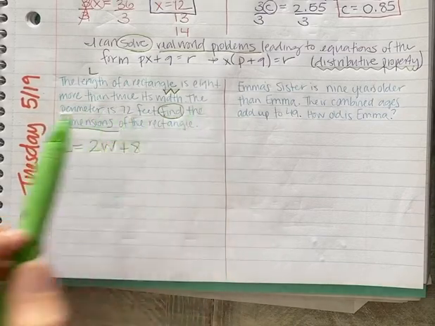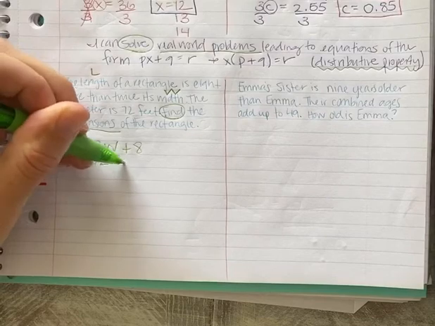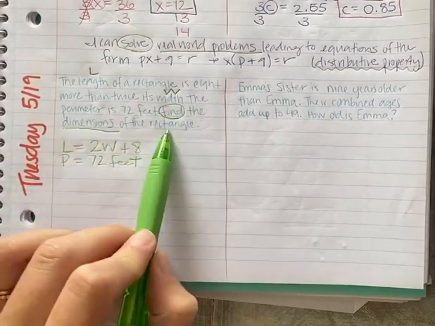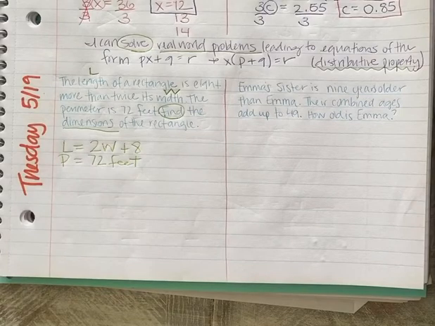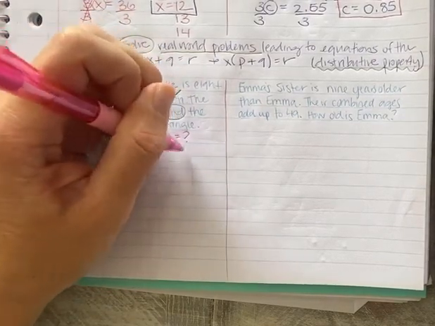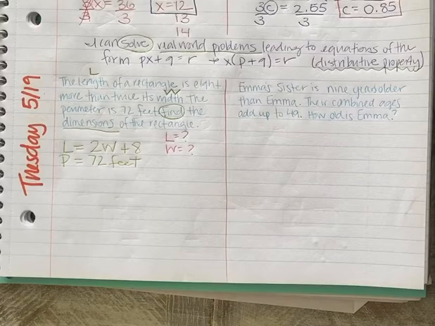And then the perimeter is 72 feet. So I'm going to write that down as well. That's going to be helpful. Find the dimensions of this rectangle. So that means we are trying to solve for the length and the width. So what I would do is I would go straight to a picture.